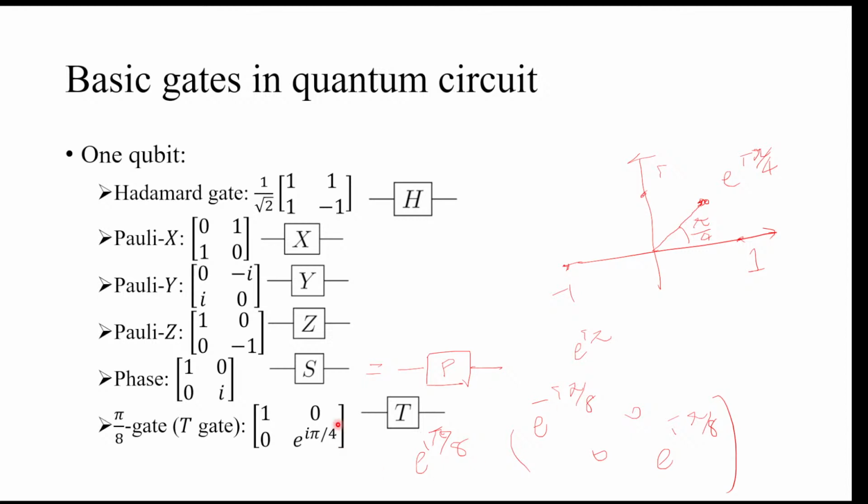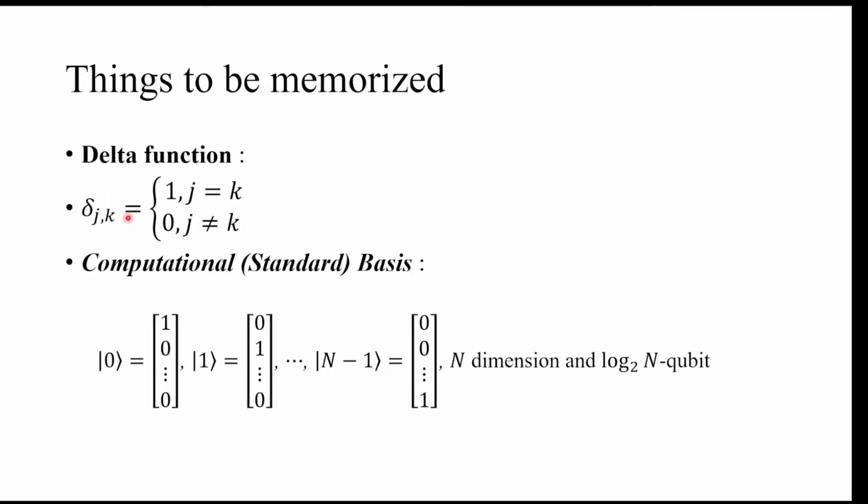So, phase gate and T gate. And a bit more notation, we have the delta function. This symbol delta jk equals 1 if j equals k, and 0 if j does not equal k. Another thing people might forget is the computational basis or standard basis. It's 0, 1, up to n minus 1, and in terms of vectors, at the i plus 1 entry you have a 1, and all other places 0.